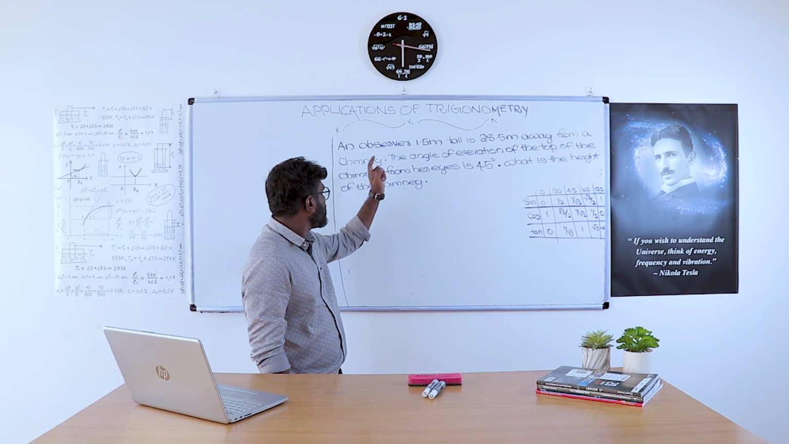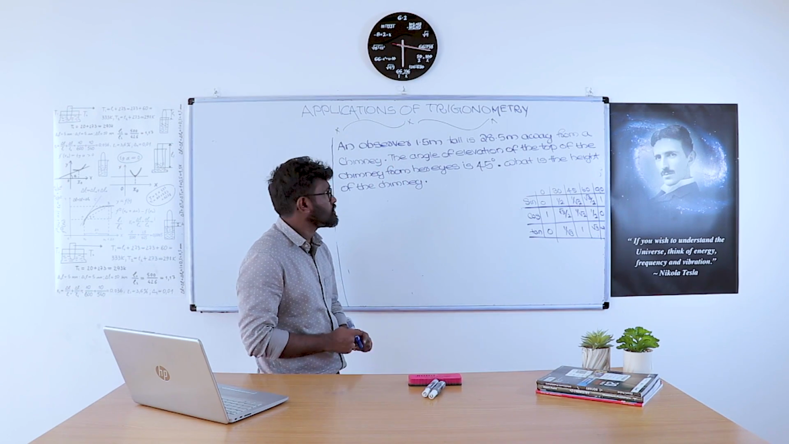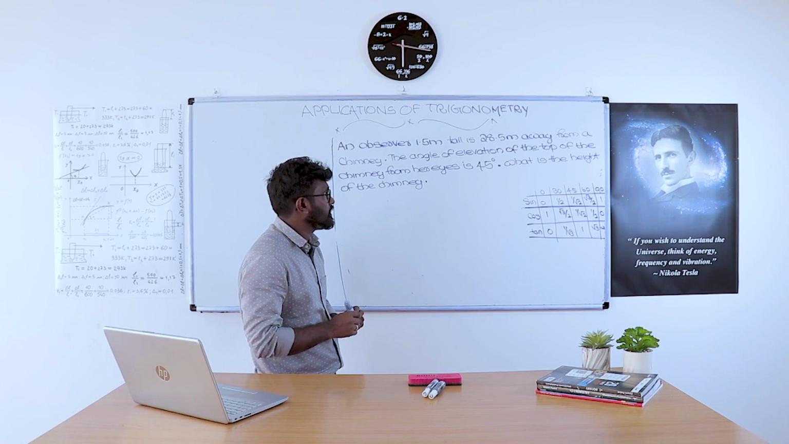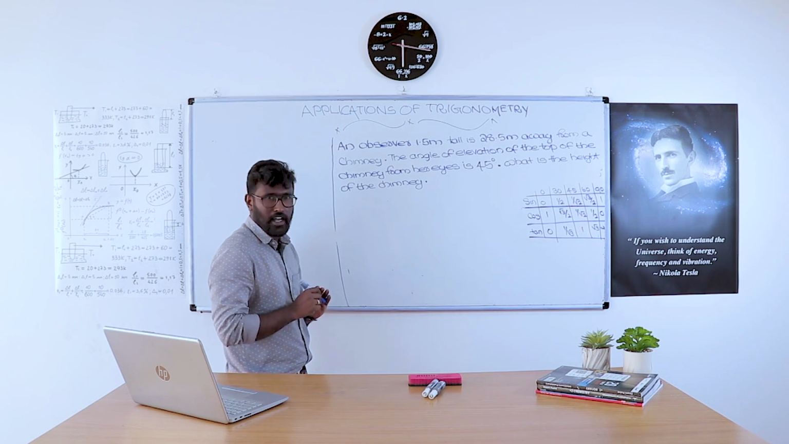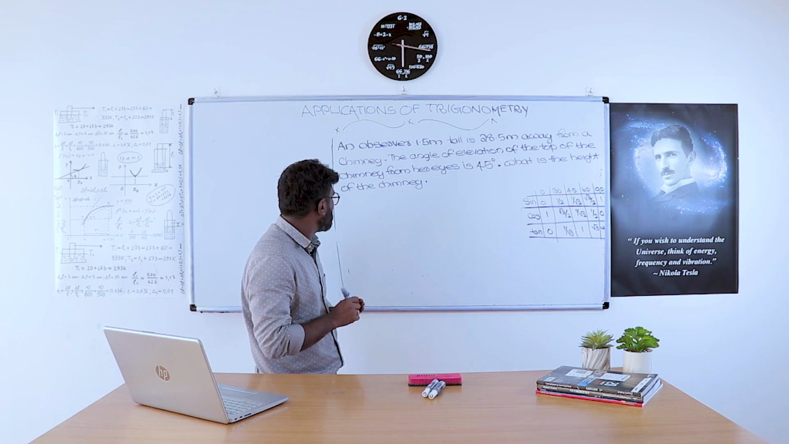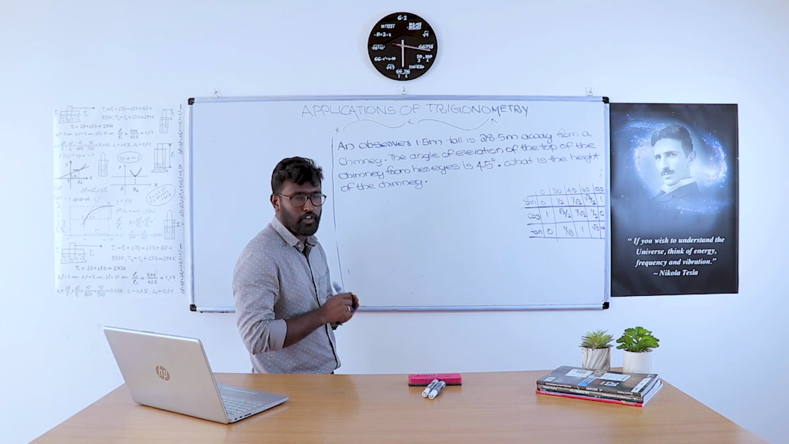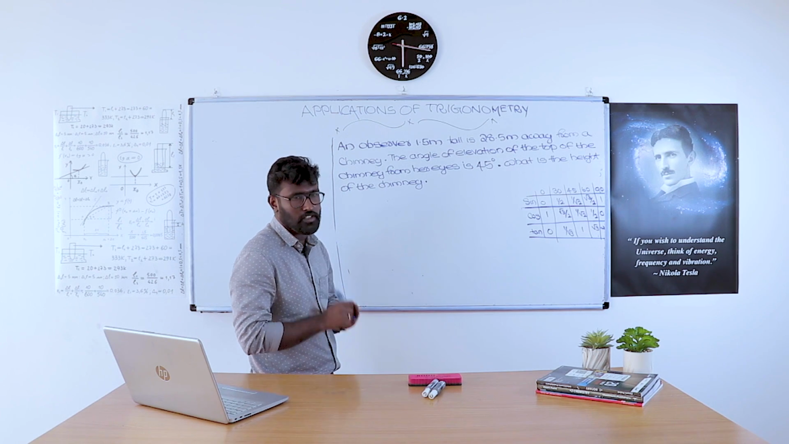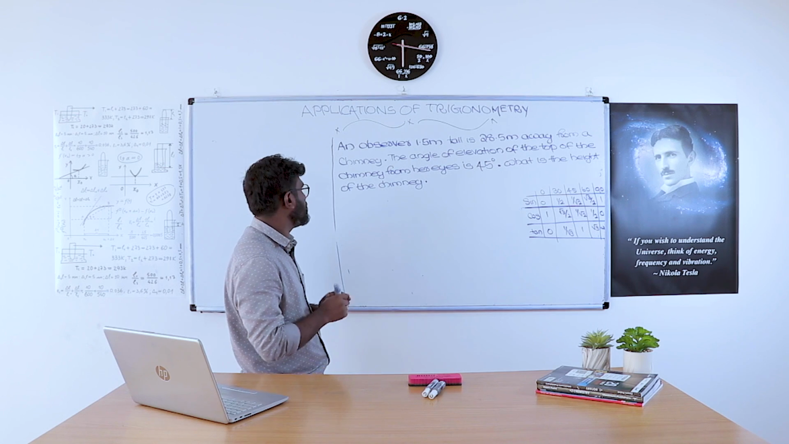Moving to the next problem. An observer 1.5 meter tall is 28.5 meter away from a chimney. The angle of elevation of the top of the chimney from her eyes is 45 degrees. What is the height of the chimney?